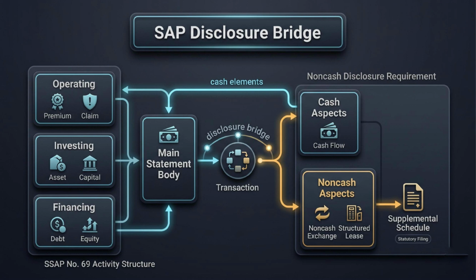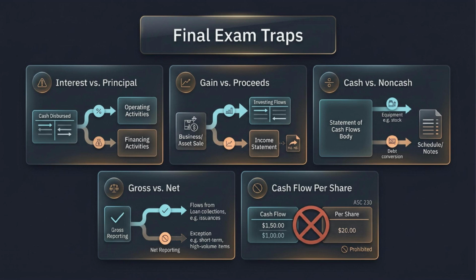Non-cash transactions still matter. If a transaction affects recognized assets or liabilities but does not result in cash receipts or payments, the cash and non-cash aspects must be clearly separated. This is similar in spirit to ASC 230, cash in the statement body, non-cash in supplemental disclosure. Let us log the final exam traps.